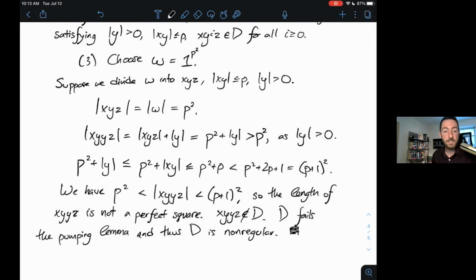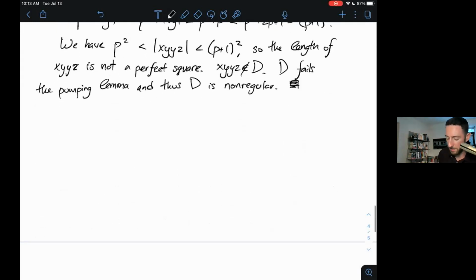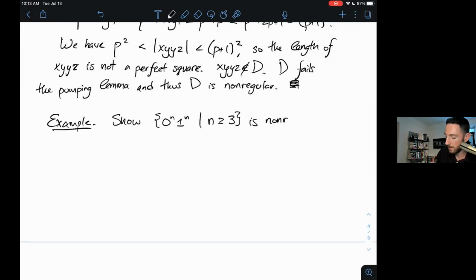Now, I'm going to show you one last example, and this one will prove that a language is non-regular without directly using the pumping lemma. It's another proof, kind of by bootstrapping previous concepts we already know using the regular operations. So, let me show you what I mean. Example: let's show 0^n 1^n for n greater than or equal to 3 is non-regular.